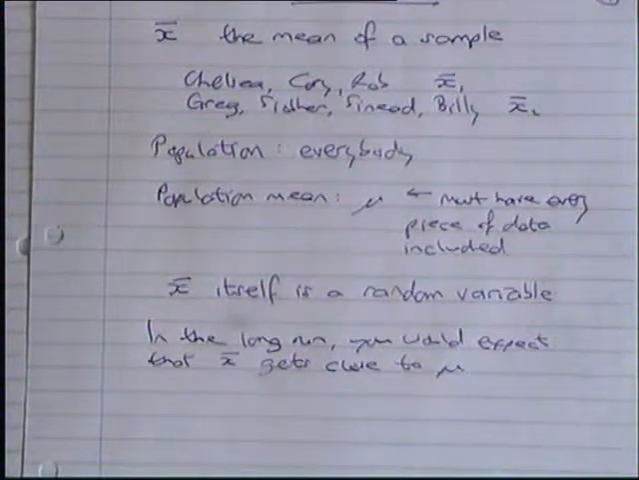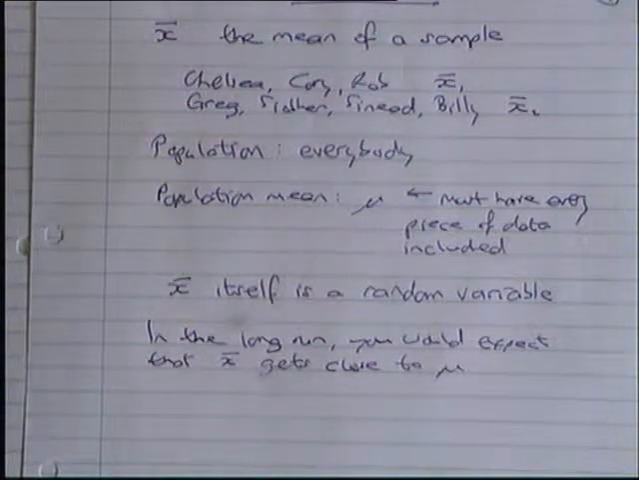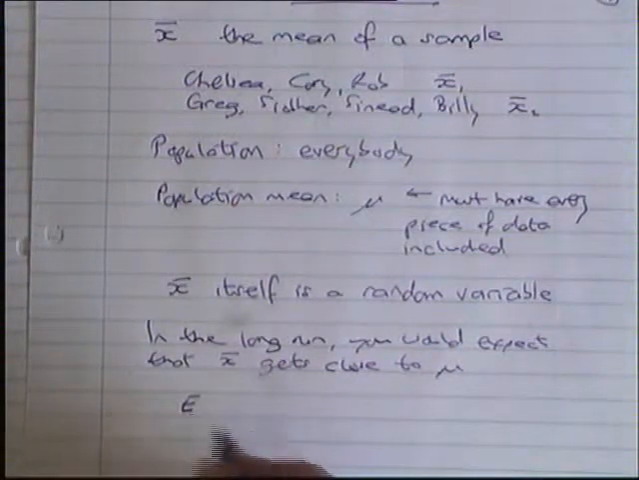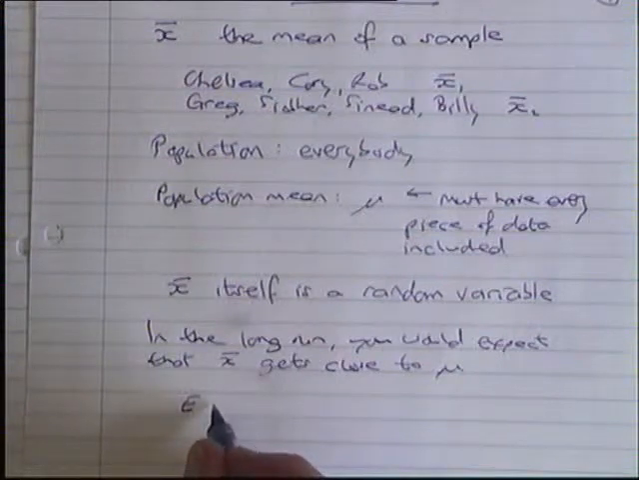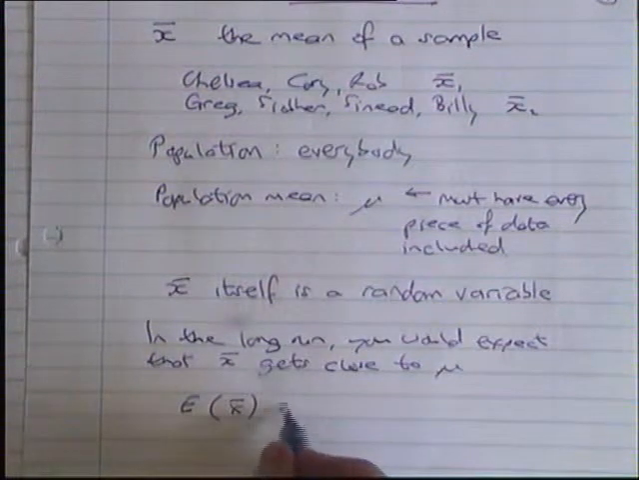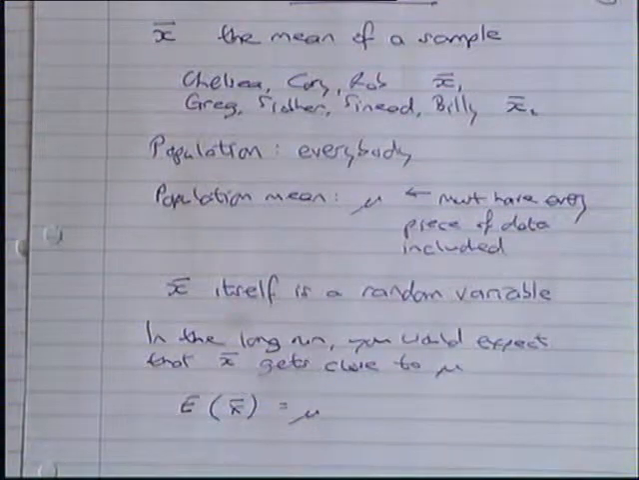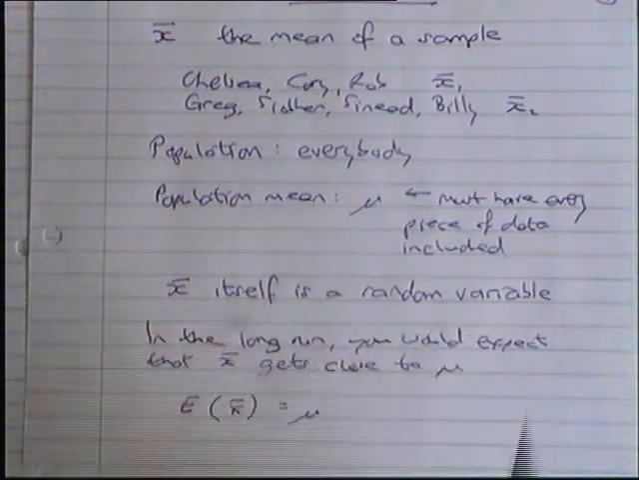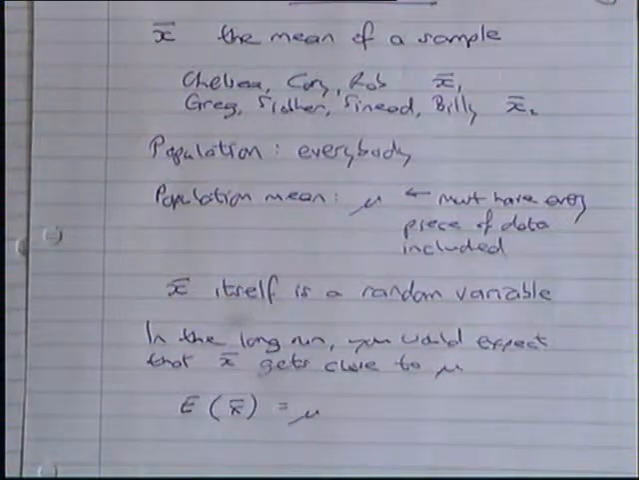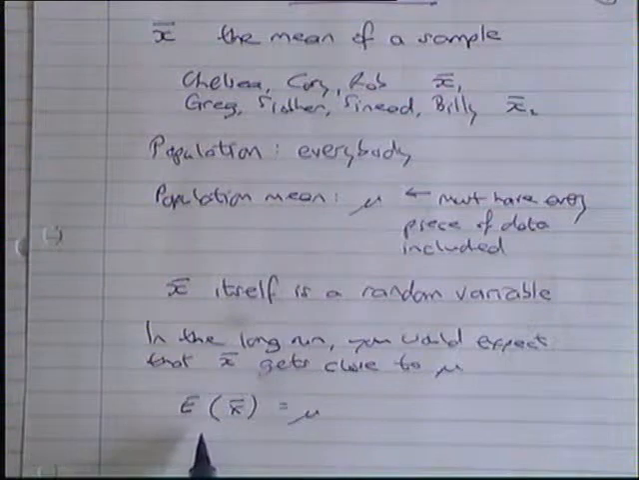What you expect to happen in the long run, can you think of any notation that might sum that up? Yeah. So in other words, the expected value of x bar is mu. That's correct. So we said x bar is a random variable. X bar can have different values depending on who's in the sample. X bar has an expected value of mu.